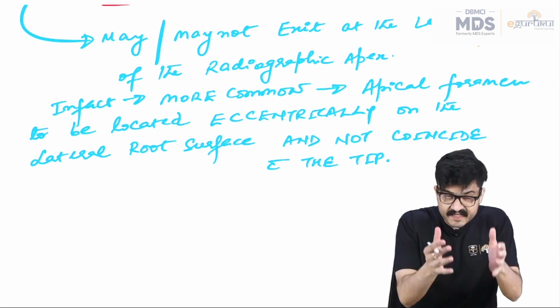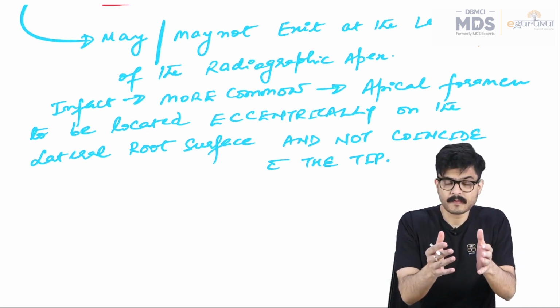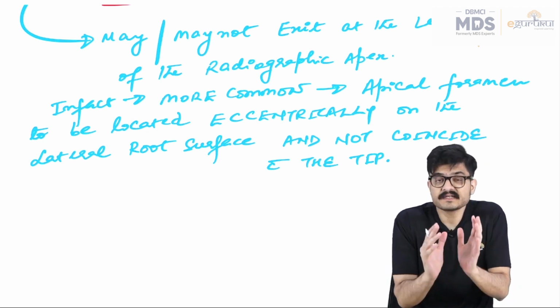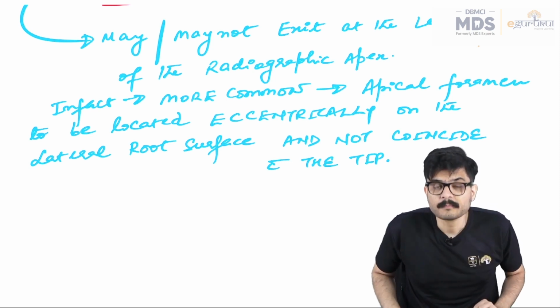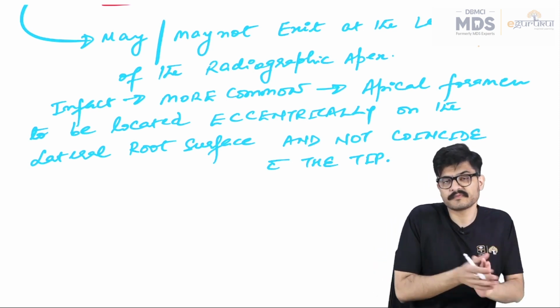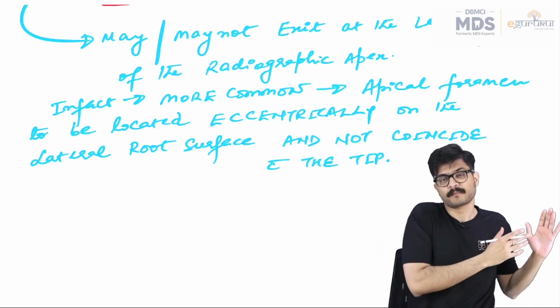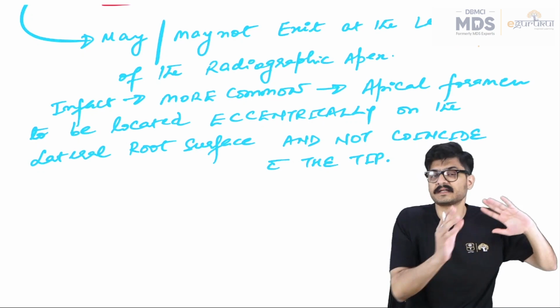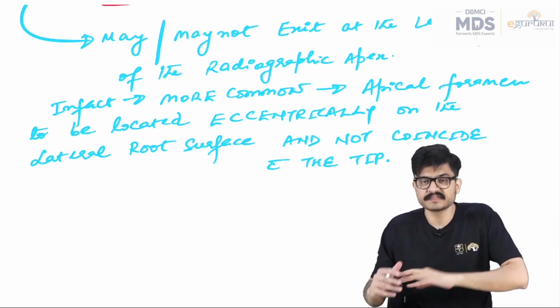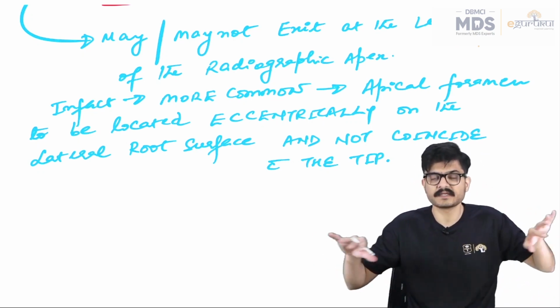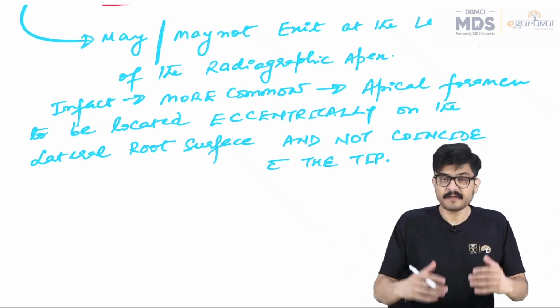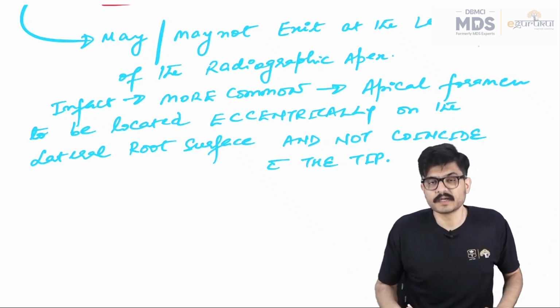Right? If it coincides with the tip, then it is relatively easier to determine the working length. But if it is not coinciding with the tip, if it is curving and exiting the root surface on a lateral root surface, labial, lingual, mesial or distal, then it becomes tougher to determine your working length.